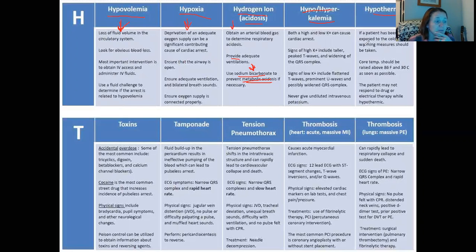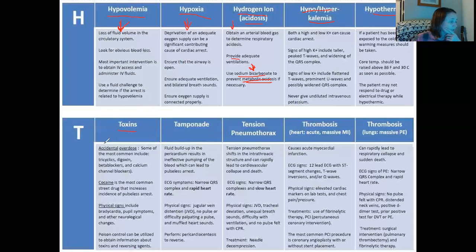Hypothermia, your patient's been exposed to the cold. Somebody that's homeless comes in after drug abuse and has been out in the cold. Hypothermia, we want to warm them up as soon as possible, but not as quickly as possible, if you remember. We want to do that controlled and slowly.